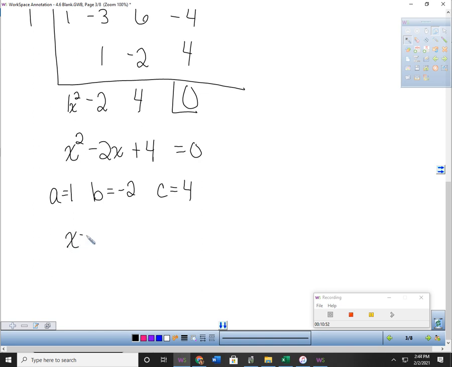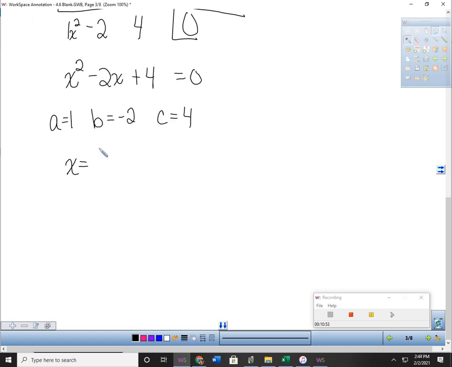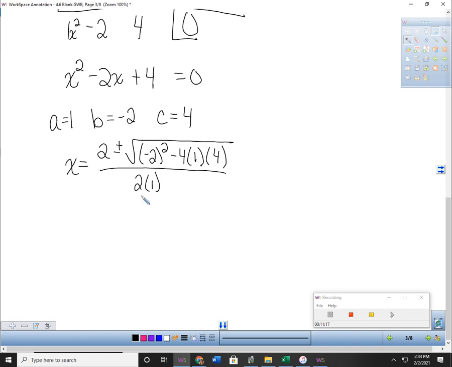So I've got x is equal to the opposite of b, so it would be positive 2, plus or minus the square root of b squared, so that's negative 2 squared, make sure you have parentheses around that, minus 4 times a is 1, times c is 4, all over 2 times a. Then you want to get the number that's under that root, which in this case ends up being negative 12.